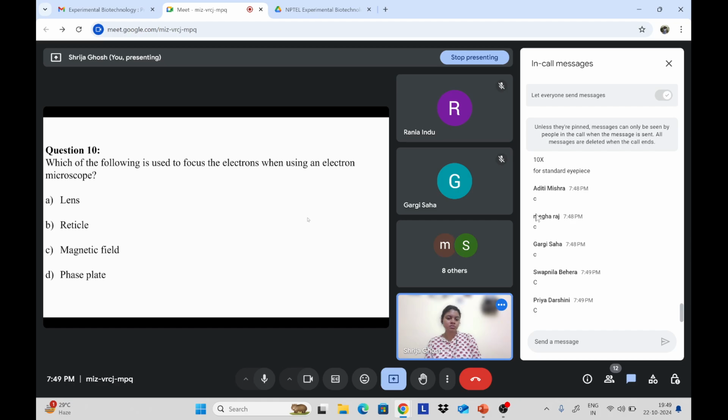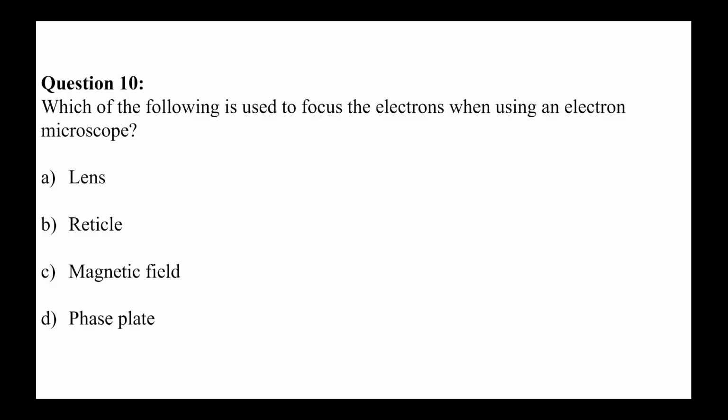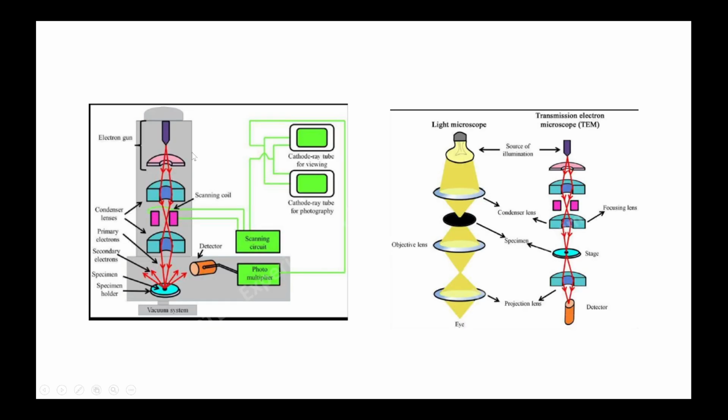Okay. Most of you are answering option C, that is magnetic field. So, yes, you are right. So, in an electron microscope, electrons are focused using magnetic field. So, in a light microscope, we focus the light using a lens, right? So, similarly, in case of electron microscope, we need something to focus the electron beams on the specimen. So, for that, we use magnetic field.